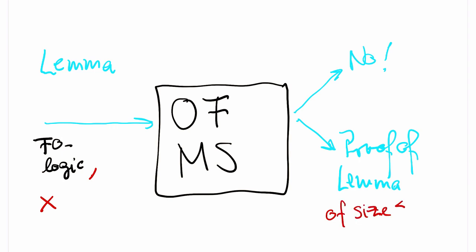Such a modified OFMS is still a reasonably useful thing. And now it makes sense to ask the question: is there an algorithm that solves the modified OFMS problem in polynomial time in the size of the lemma plus x, the size of the output proof? Now is the time to introduce our first complexity class, the class P.